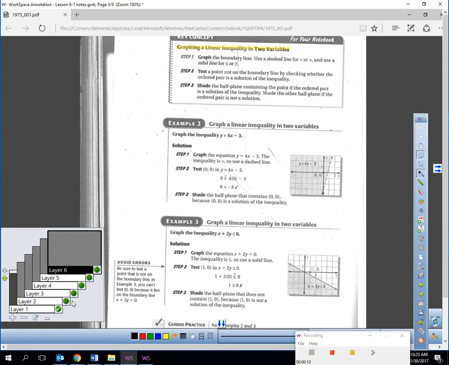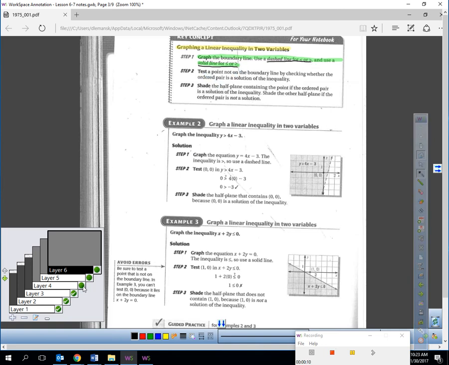Graphing a two-variable inequality. So the first thing you do is graph the boundary line. Now, we're going to do an example together in a minute, but you are supposed to use a dashed line if the inequality is a less than or greater than inequality. But you use a solid line if there's an equal in it. If you have less than or equal or greater than or equal, then you use a solid line.